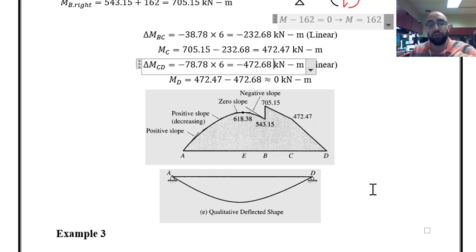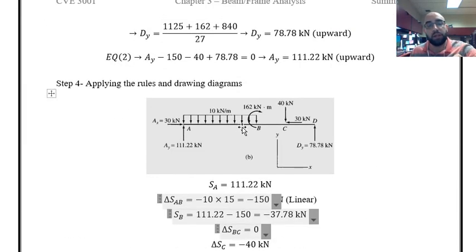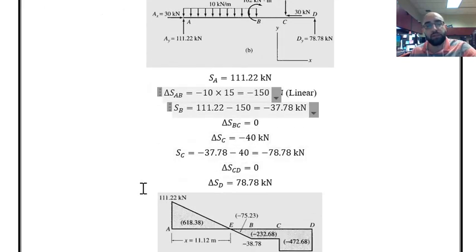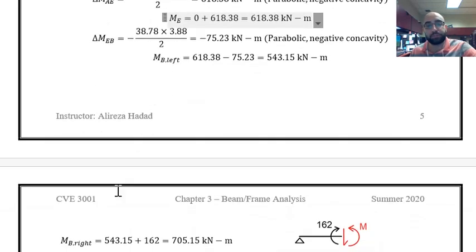Whenever we have a uniformly distributed load like this, it means that we are going to have a linear change in the shear and parabolic change in the bending moment. Whenever we have a couple or a bending moment at a specific point, it is going to do nothing for the shear diagram, but because of this, there is going to be a sharp change in the bending moment diagram. If you have these rules in mind, then you can simply follow these steps that I have over here and obtain the shear force and bending moment diagram.